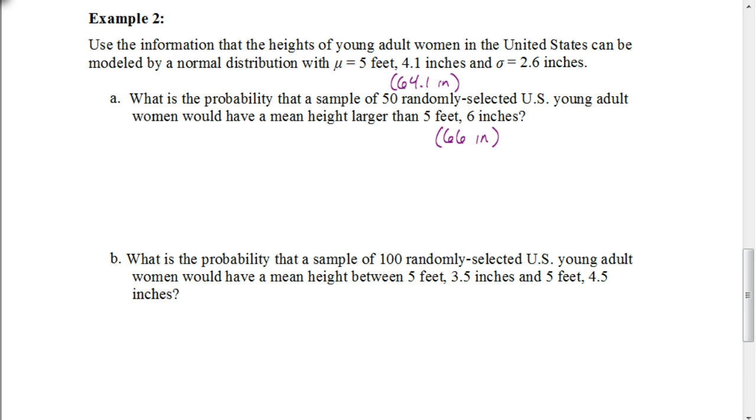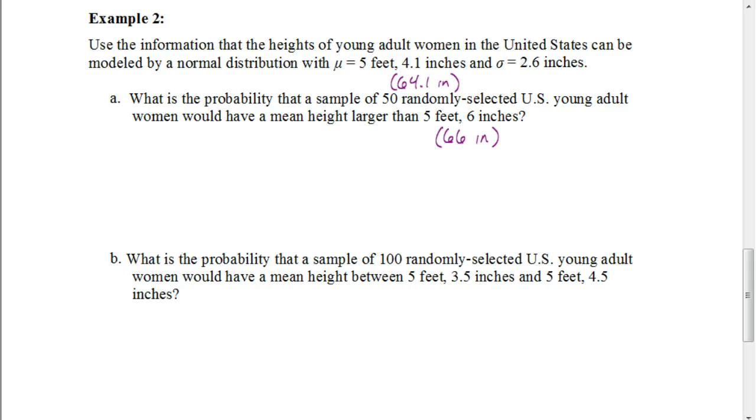So this one here, it says, use the information that the heights of young adult women in the U.S. can be modeled by a normal distribution with a mean of 5 feet, 4.1 inches, and standard deviation of 2.6 inches. Now I want to make sure my units are consistent, and since my standard deviation is in inches, it would be best if I have my mean written in inches as well. So the 5 feet, 4.1 inches, well there's 12 inches in a foot. So 5 feet would be 60 inches, so add another 4.1 inches, we get 64.1 inches.